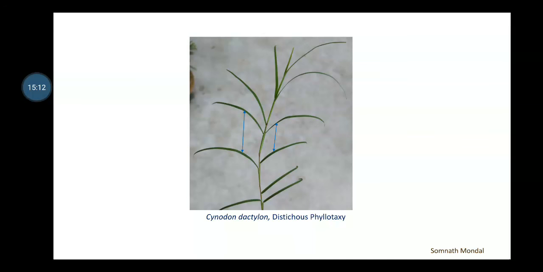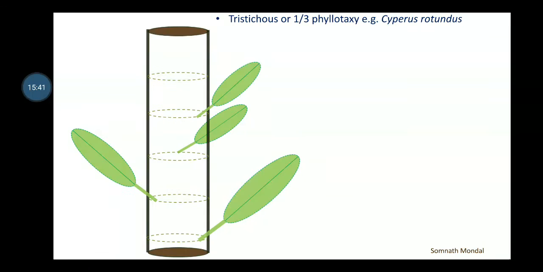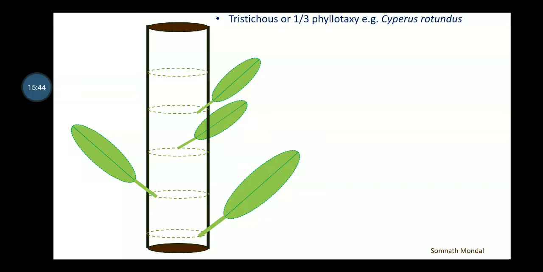Similarly, let's have a look at the picture. So this is Cynodon dactylon, showing distichous phyllotaxy. Okay. So next we are coming to the tristichous or 1/3 phyllotaxy. It is also seen in another grass, that is Cyperus rotundus, and as the name suggests, there will be 3 orthostiches. So let's have a look.